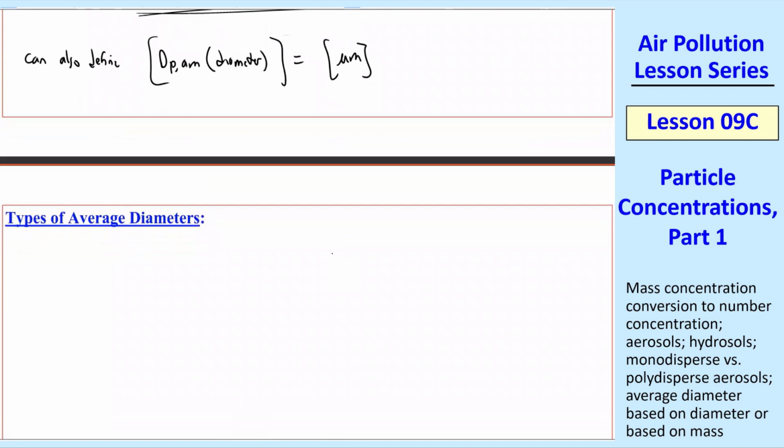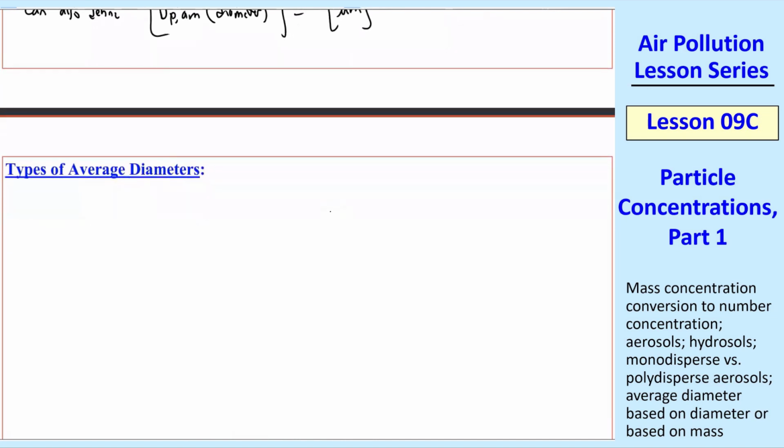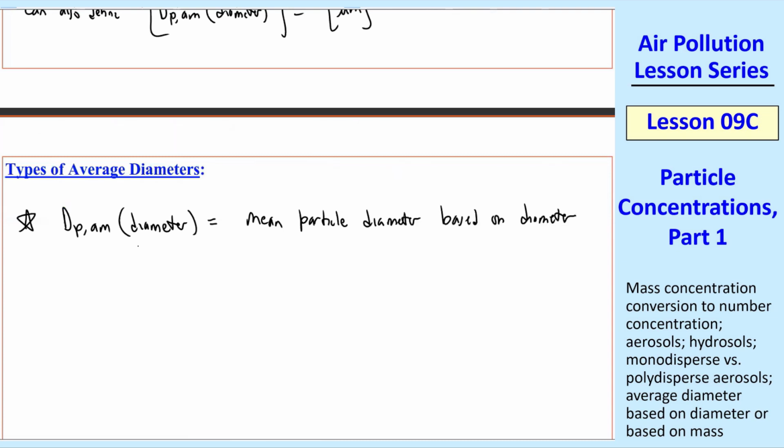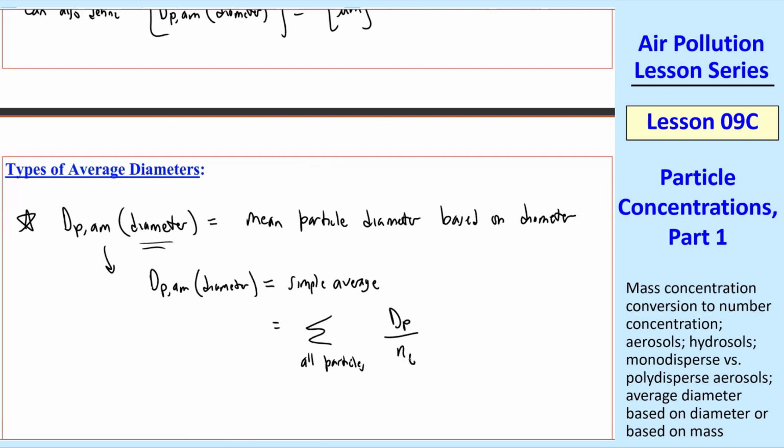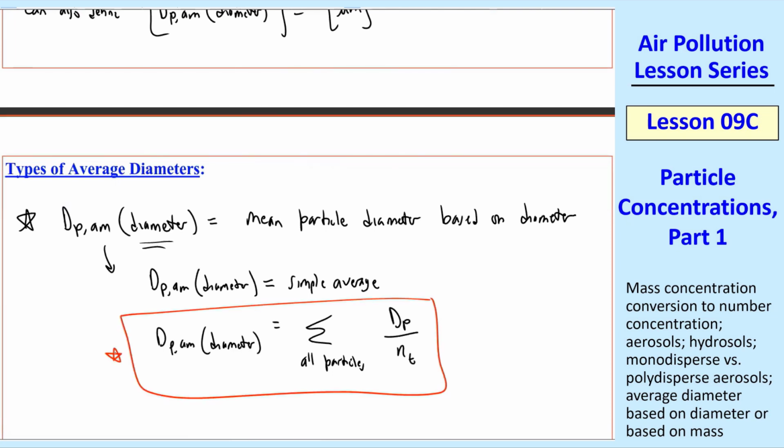So let's just formally list these types of average diameters. We define dpAM diameter as the mean particle diameter based on diameter. That's what this parentheses means here, based on diameter. And since this is an arithmetic mean, dpAM diameter is the simple average that we all know and love. Basically, you add up all the particle diameters and divide by nt. So it's the sum over all particles of dp over the total number of particles. So there's nothing new or unusual about that diameter.